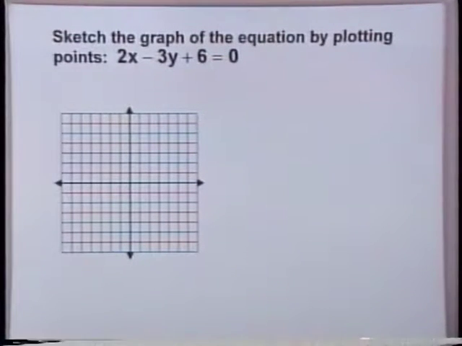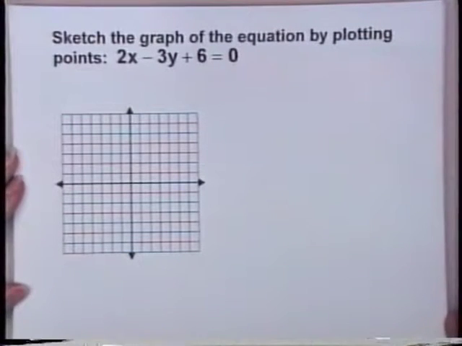Sketch the graph of the equation by plotting points. Our equation is 2x minus 3y plus 6 equals 0. Now, I suspect some of you may have seen a problem like this before, and you may already know what's going to happen with this graph, but let's just assume we know nothing about the graph.